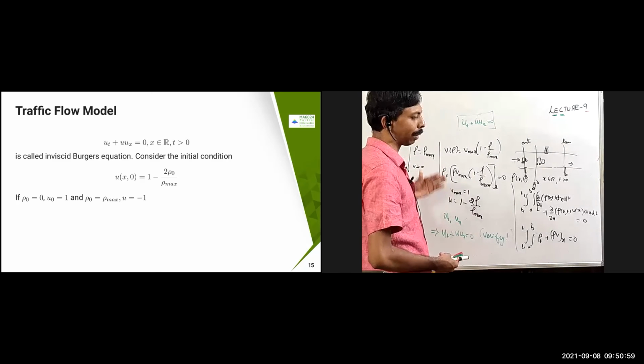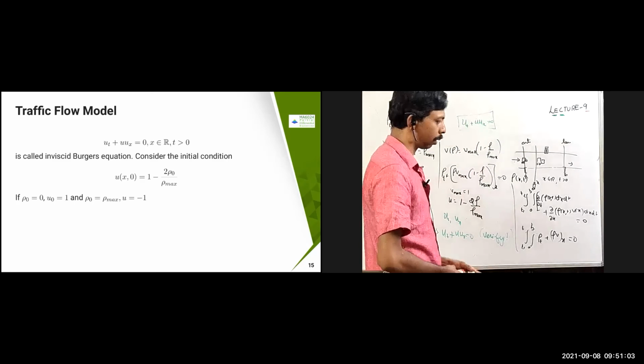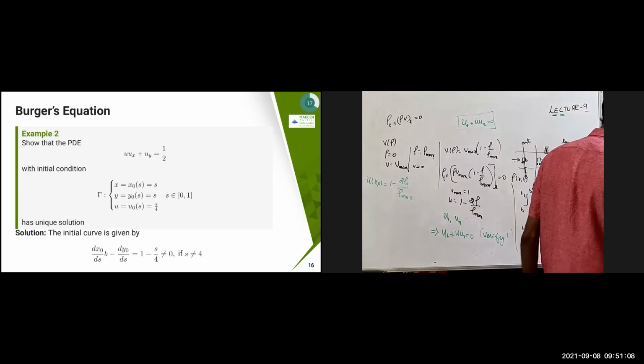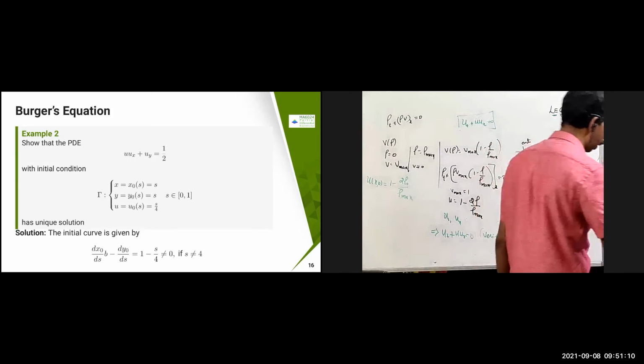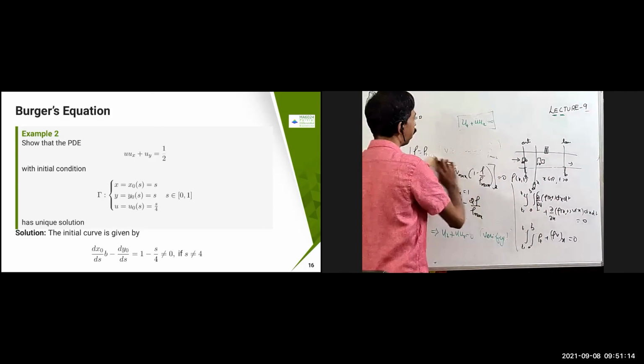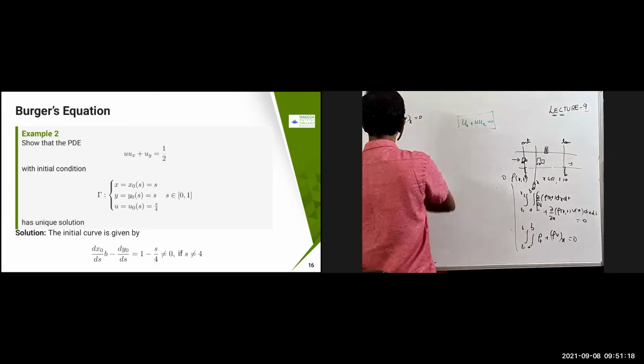So here we made some assumptions, and based on those assumptions we got the results. This is called the implicit Burgers' equation. So let us solve this problem, this Burgers' equation, for some initial conditions, and then we will see some more concepts, because this is one of the important problems.